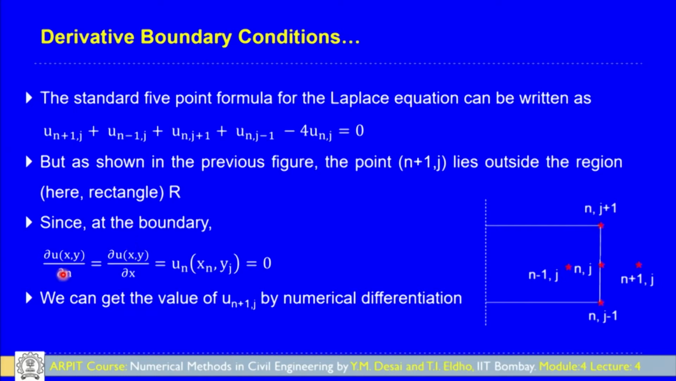Now, since the boundary condition is del u by del n, that is equal to del u by del x, that is equal to u_n x n y j, that is equal to 0. We can get the value of u n plus 1 j by numerical differentiation, taking the difference between this location and this location in the finite difference scheme.